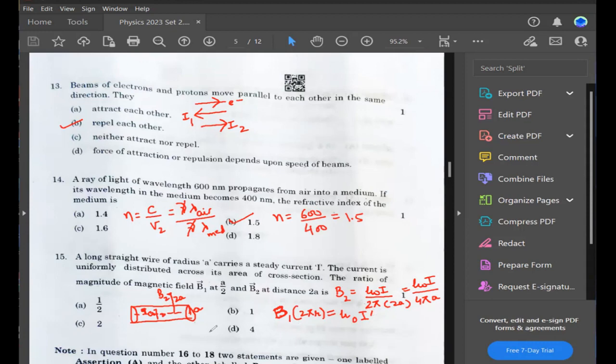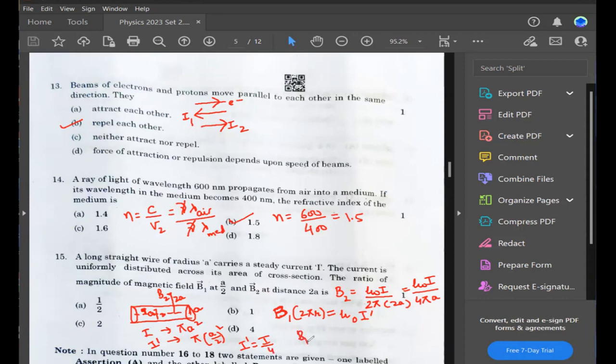So first let's find out I dash. How to find out I dash? The current is I for the cross-sectional area pi into A square. For pi into A by 2 whole square, let the current be I dash. Simplifying these two, that is dividing these two, what do we get? I dash is equal to I by 4.